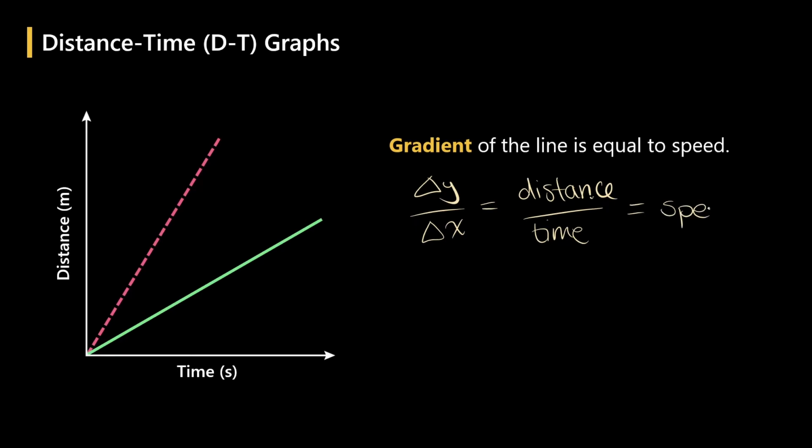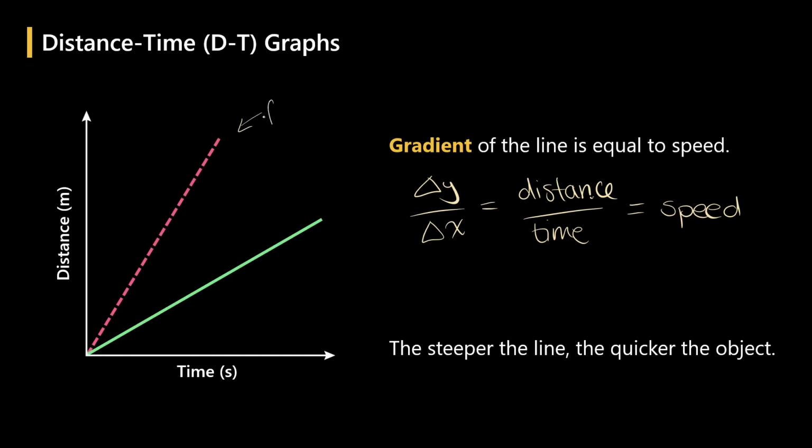You also need to understand that the steeper the line is, the quicker the object is moving, and conversely, the shallower, the flatter the line is, the slower the object is moving. Here, the dashed pink line represents a steep gradient, which means the object is moving faster. The green shallow line means the object is moving slower because it's got a lower gradient.